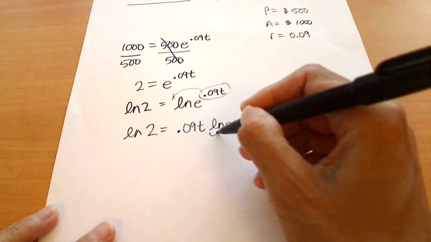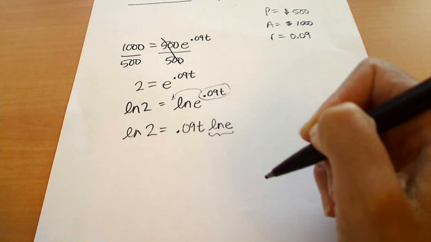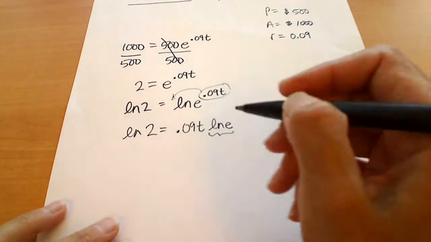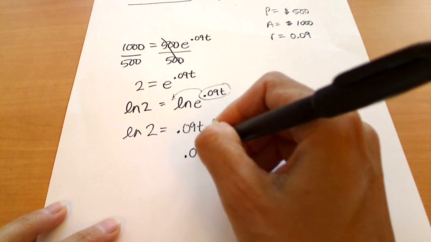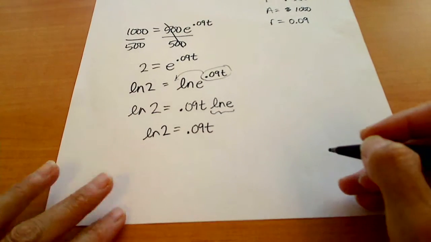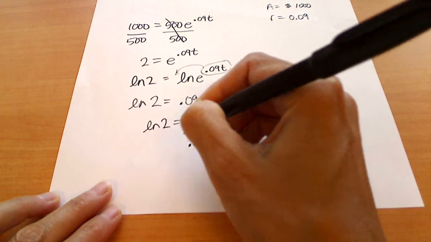And this is what I was referring to. The ln of e is equivalent to 1. That's the reason that I used a natural log instead of just a regular logarithm, because that now becomes 1, and I have 0.09t is equal to ln of 2, and I can solve that now just by dividing by 0.09 on both sides.